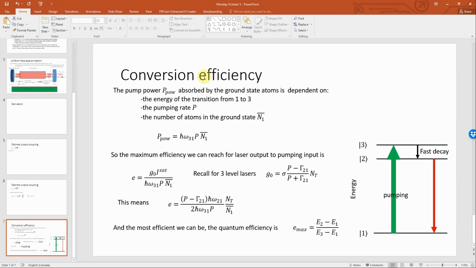The conversion efficiency is what we'll be finishing up in class, hopefully on Monday. It asks what could be the optimum conversion efficiency from our pump to our laser. So our pump is given here in green, so we're taking the population from state 1 up to state 3, and then the laser has an output from state 2 down to state 1. So notice that this vertical axis is always energy, and so we're always going to be pumping at a higher energy than the laser transition.